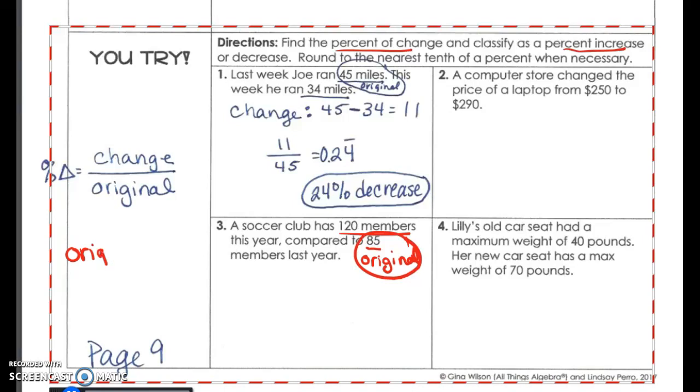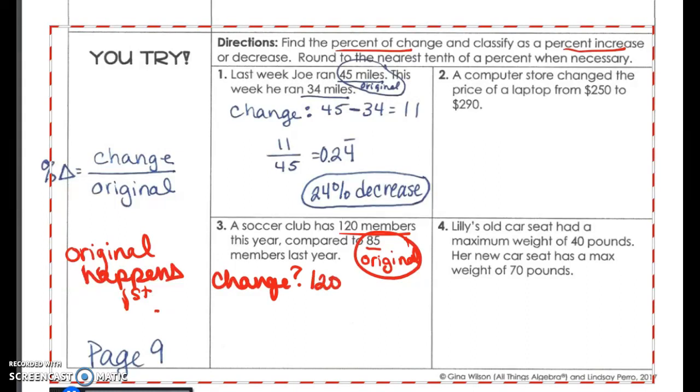Original happens first. So what was the number of members first? Last year they had 85. How much did the membership change? You just have to find the difference between those two numbers. We're going to take 120 minus 85. We're going to find that change and see what happens. That gives us 35.